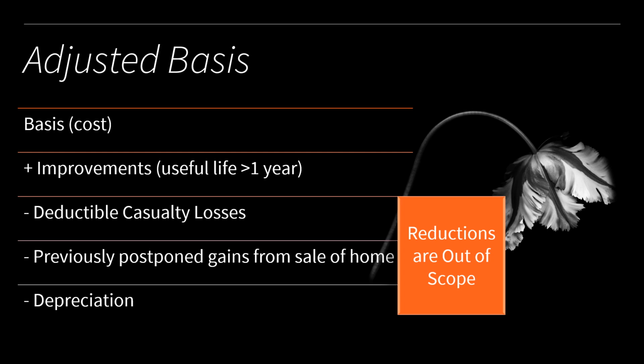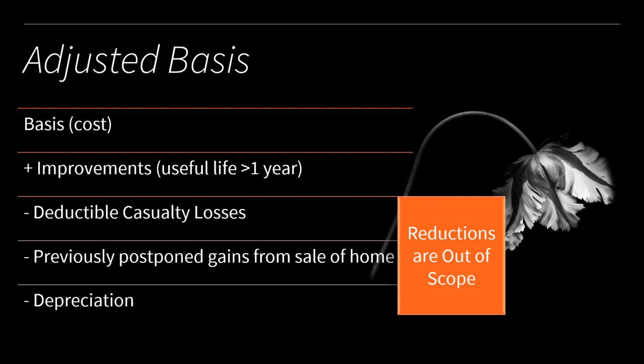But improvements don't include things that are regular to the maintenance of the home or any kind of repairs. It has to be something that improved it. So that adds to the basis. And then there are a few things that could subtract from the basis or make that cost lower.